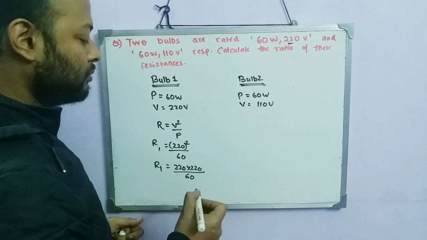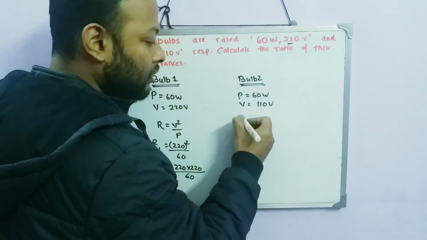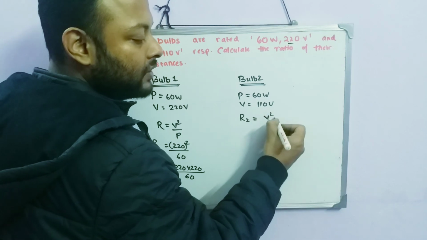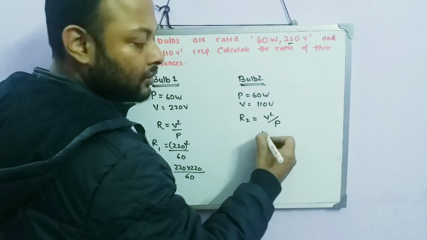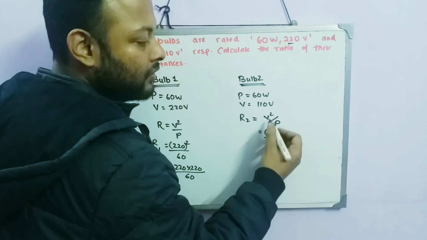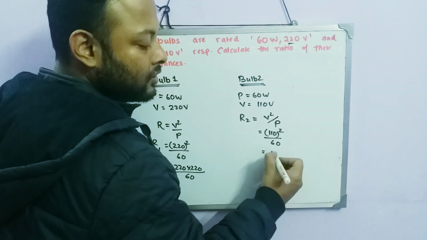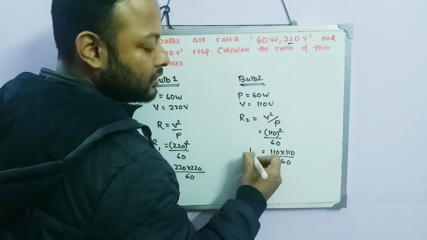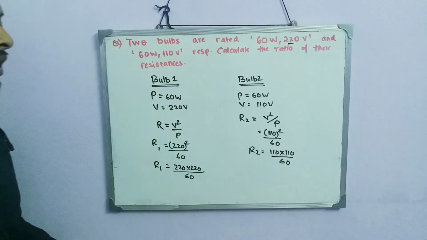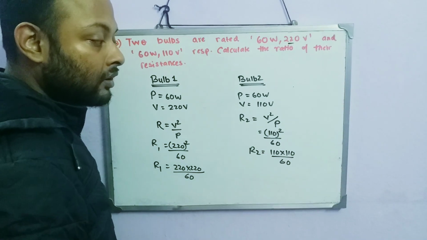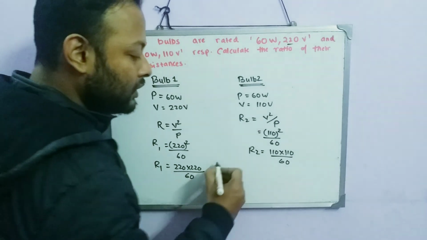If I take the second bulb, resistance 2 also becomes equal to V square by power. V square is how much? 110 square. Power is how much? 60. So this becomes 110 into 110 by 60. Right? So I've got R1 and R2. Now I have to calculate the ratio between R1 and R2.